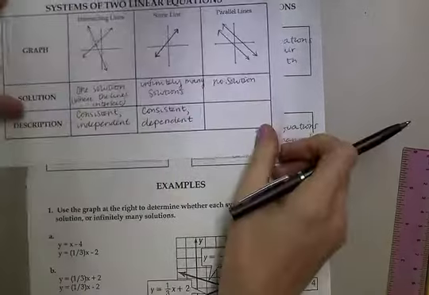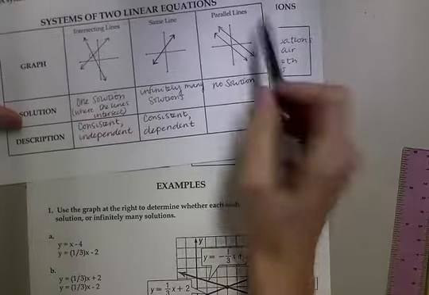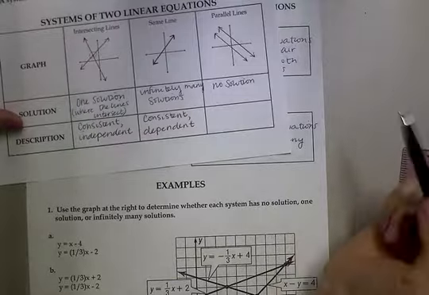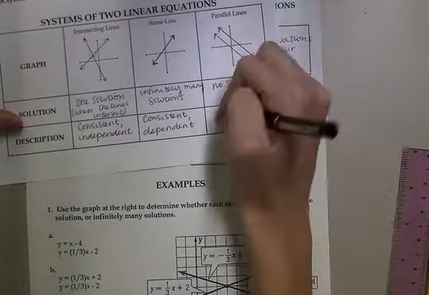So let's look back at our three cases, and we really only have one choice of a type of system for no solution, and that is the case with parallel lines. They do not intersect, they have no points in common, there is no solution, so this system is inconsistent.